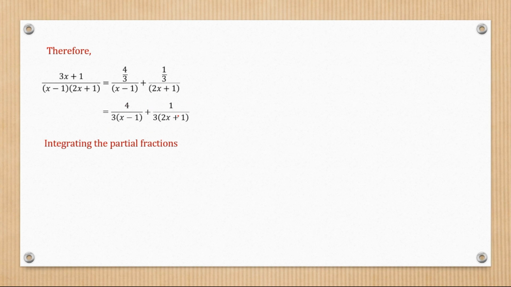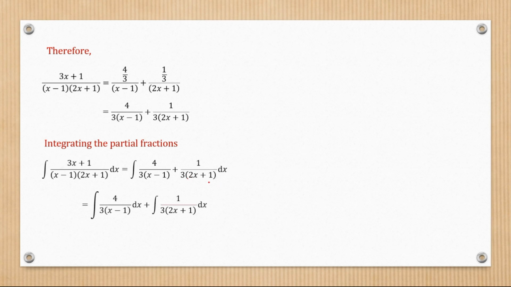So now these can be integrated. So we're going to integrate the partial fractions. When we integrate them, this is what we end up having. This is the same as the integral of 4 over 3 into x minus 1 plus 1 over 3 into 2x plus 1. Now clearly we can see that we can separate this into two different fractions, of which this is what we have, this and that. So from here we can factorize out 4 over 3, and then you can factorize out a third. Then this is what we end up having.